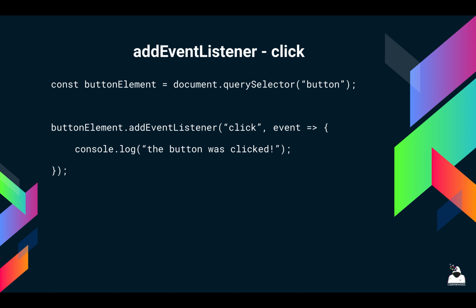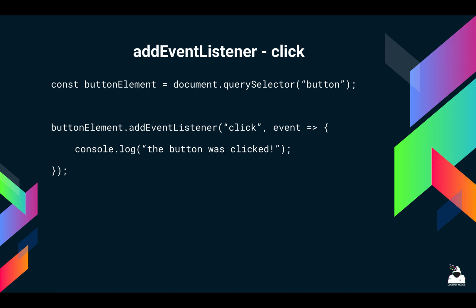But anyway, so here we're finding a button element. Using querySelector, we're finding the first button element in the page. Then we add an event listener to that button element on the click event. When the user clicks on the button, run the function, and we're just going to log out "the button was clicked".